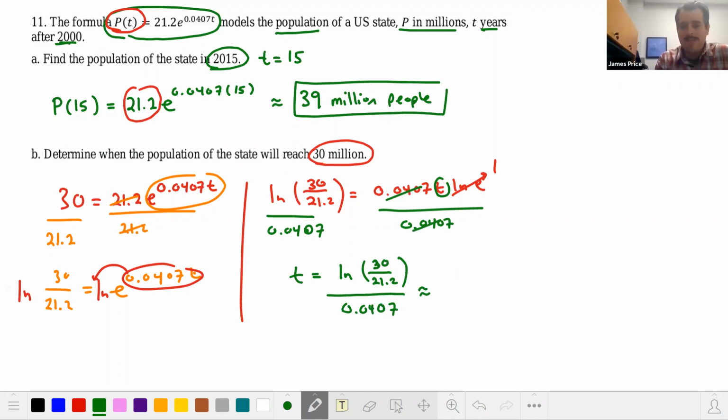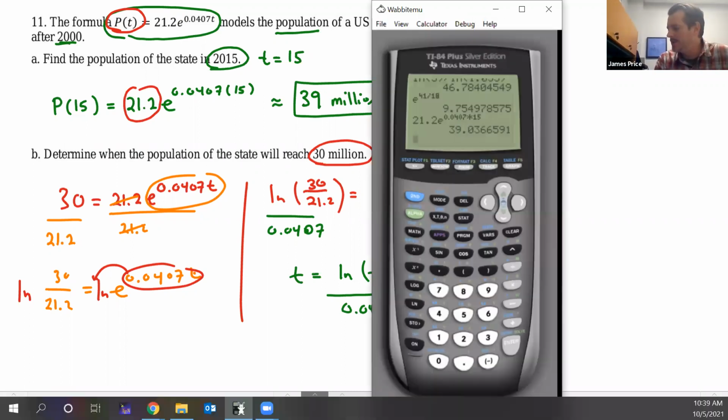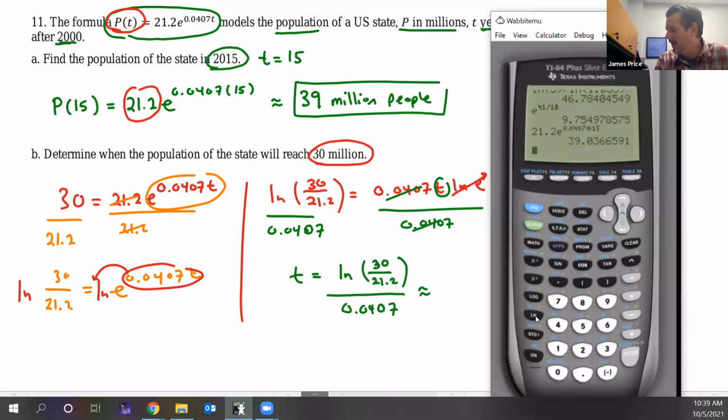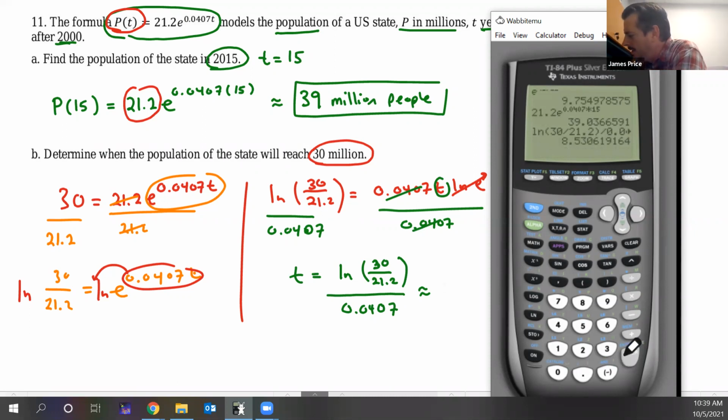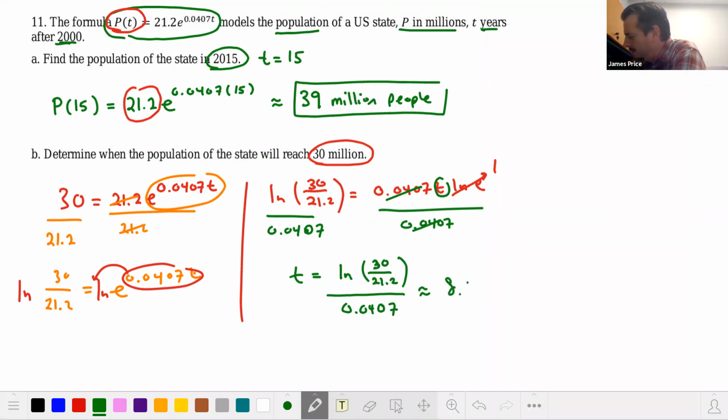And so now I can approximate this thing. And so it's approximately what? ln of 30 divided by 21.2 in parentheses divided by 0.0407. Hit enter, it's going to spit out a number. And so it's about 8.53 years. Let's just round to 2 decimal points for fun. So 8.53 years. So there's a solid answer.